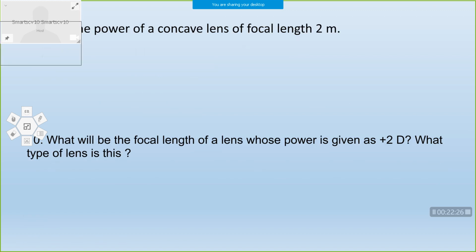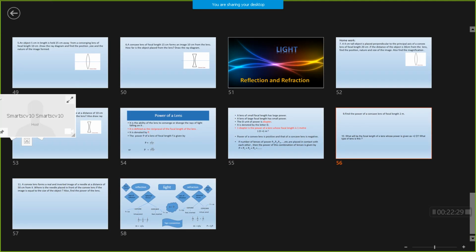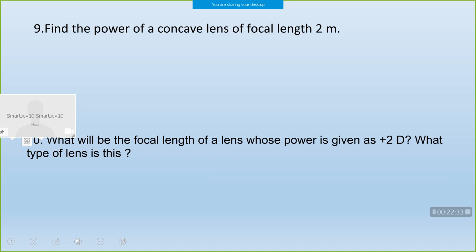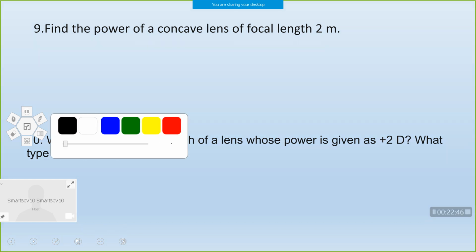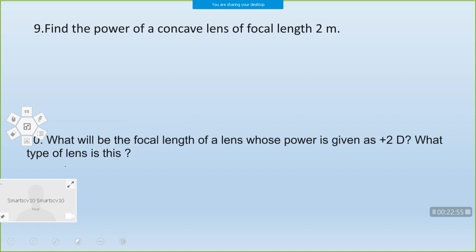So we have the first question: find the power of a concave lens of focal length 2 meter. How will you find it out? You can take down the question. Find the power of a concave lens of focal length 2 meter.